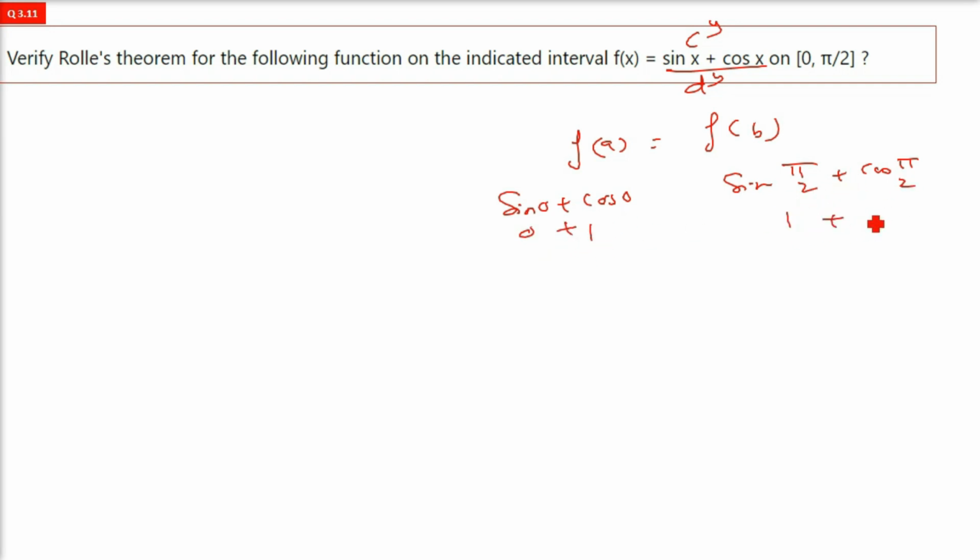Sin pi by 2 is 1, cos pi by 2 is 0. So on both sides you get 1. So f(a) is equal to f(b), 1 on both sides. Now f dash x is sin x plus cos x.